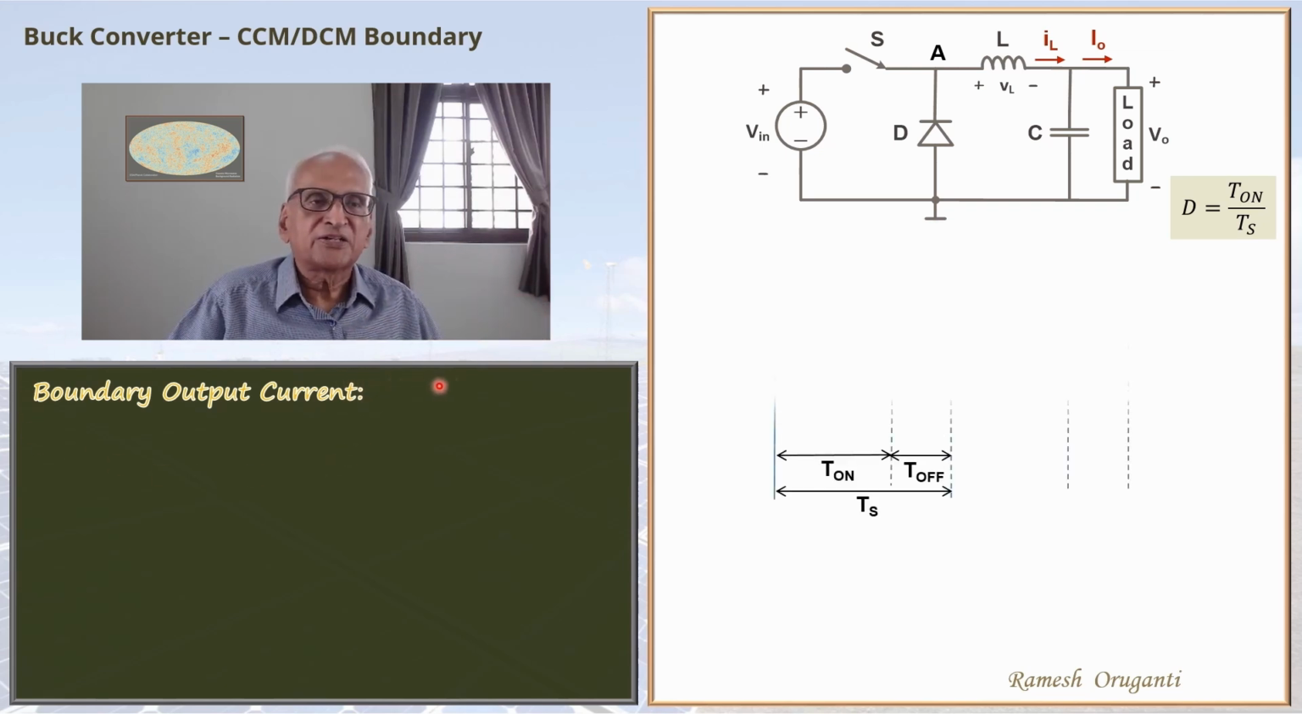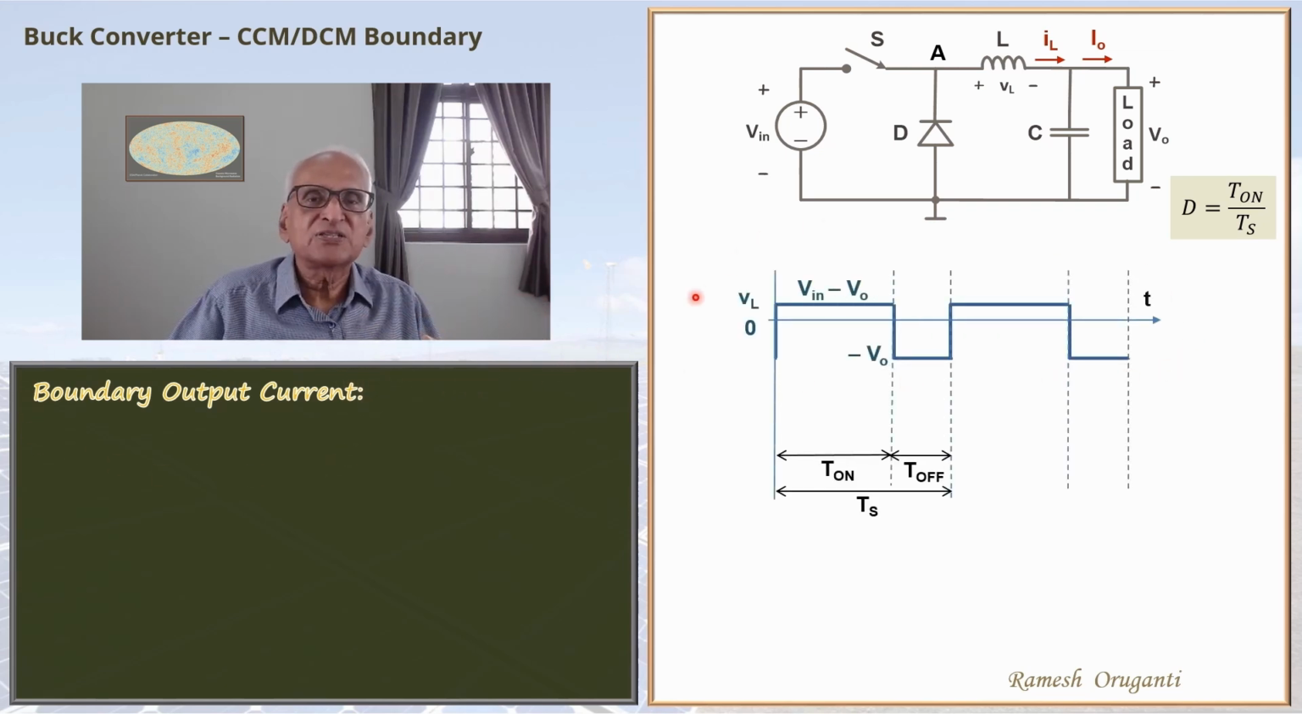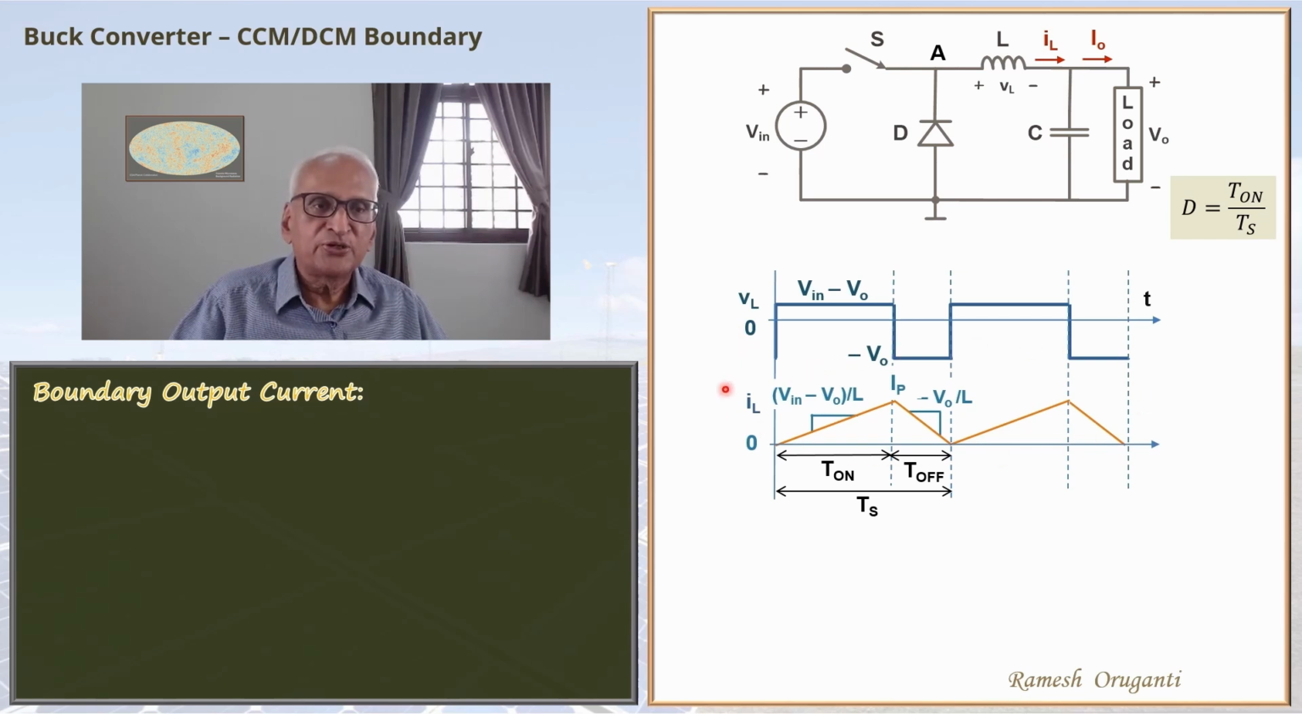Again, the inductor voltage waveform. This orange curve is the boundary inductor current. It starts from 0 at the start of T on, goes up at a slope of V in minus V0 by L, goes to some peak value IP, and then when we switch off, the inductor current freewheels through the diode for the whole of the T off interval and comes down to 0 exactly at the end of T off interval. Immediately, the switch is switched on again and the cycle repeats.